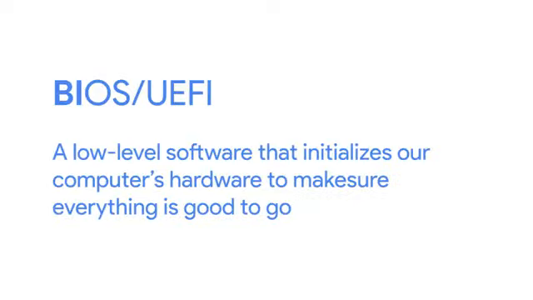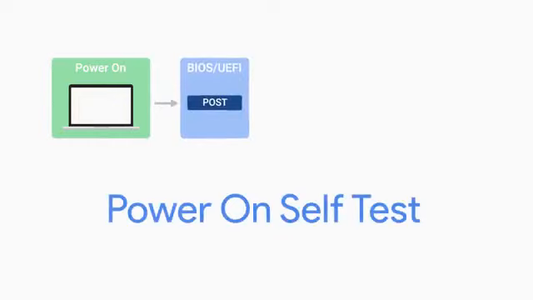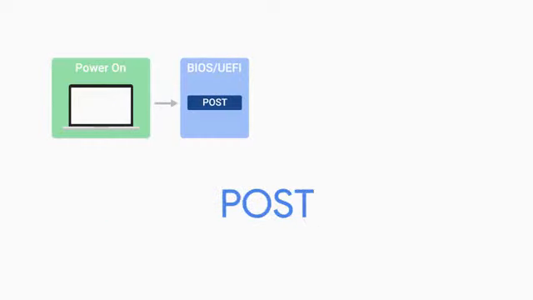First, the computer is powered on. Remember when we learned about the BIOS/UEFI in earlier videos? The BIOS/UEFI is a low-level software that initializes our computer's hardware to make sure everything is good to go. So next, the BIOS/UEFI runs a process called the Power On Self-Test, or POST. The POST performs a series of diagnostic tests to make sure that the computer is in proper working order.